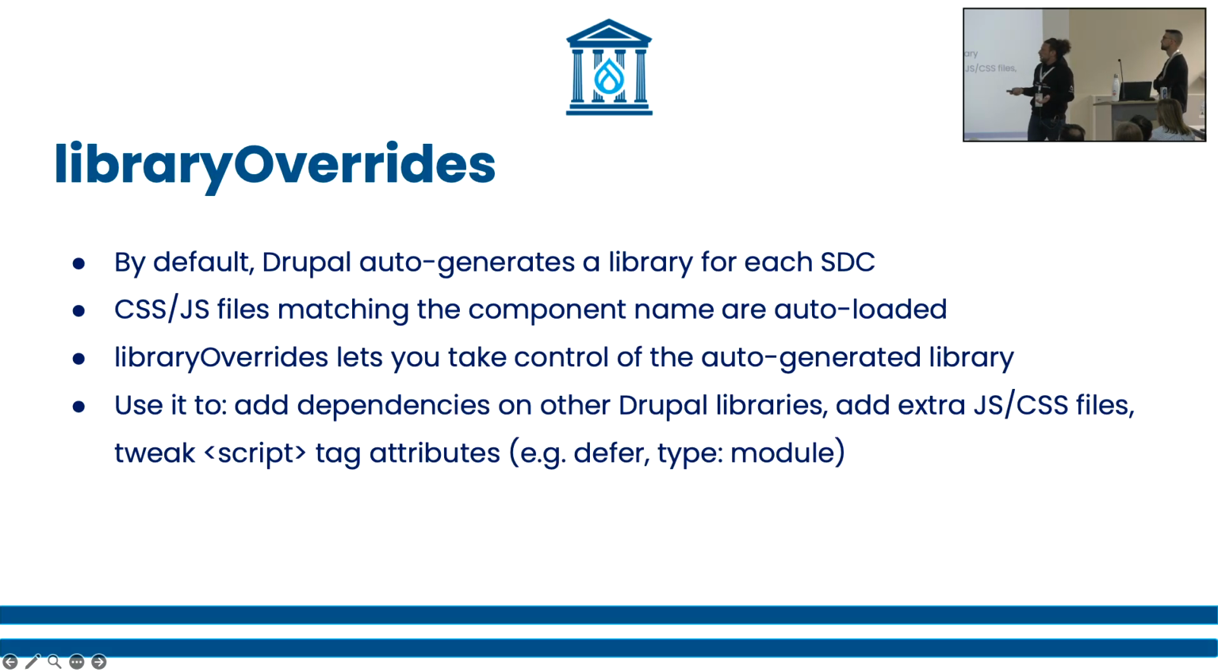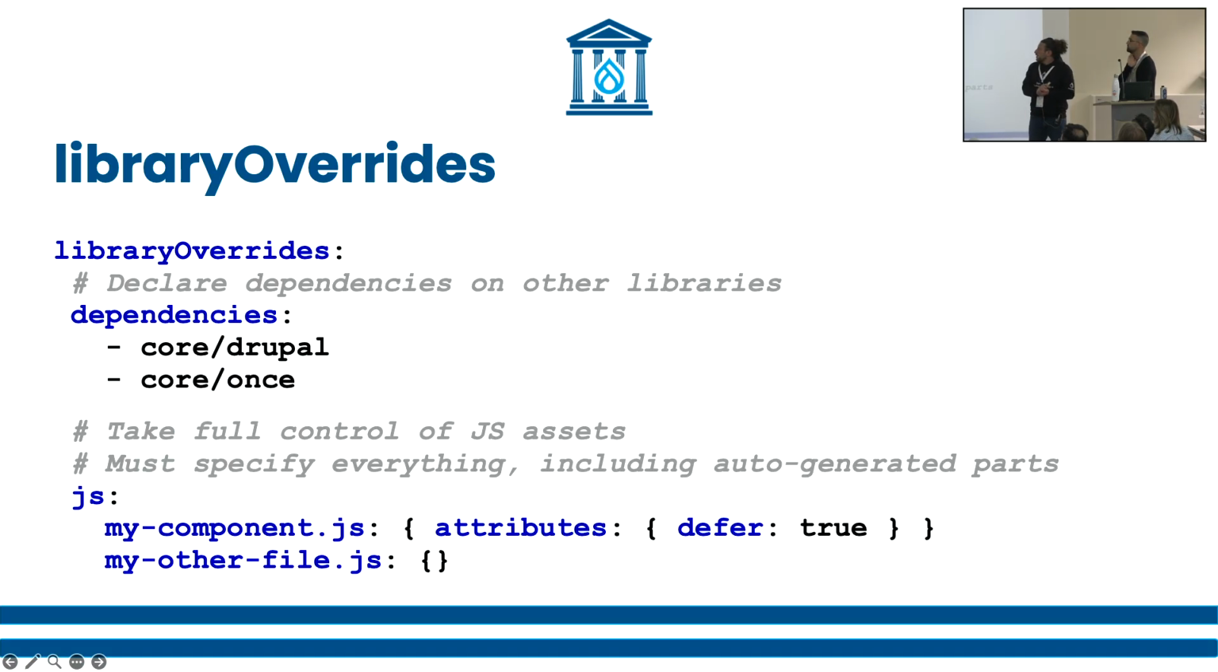Then we have the library overrides. So as I said, single directory components automatically load JavaScript and CSS from the component if they match the same name of the component. But with library overrides, you can control the behavior. You can add, for example, the script tag attributes, or you can add other JS files from your component that have a different name, or other dependencies in this way. So we have here library overrides, the dependency. This is really similar to the library's YAML file.